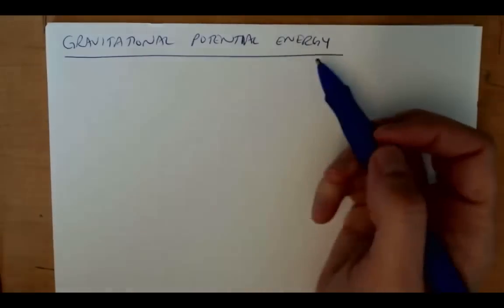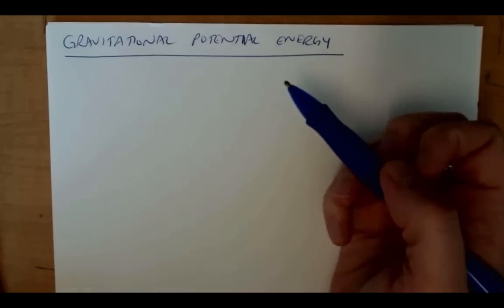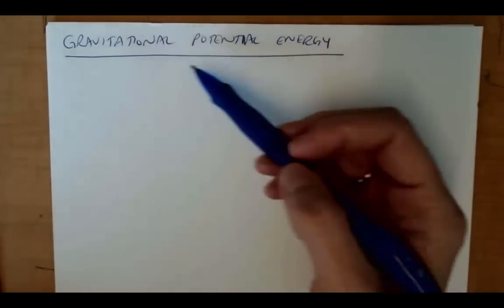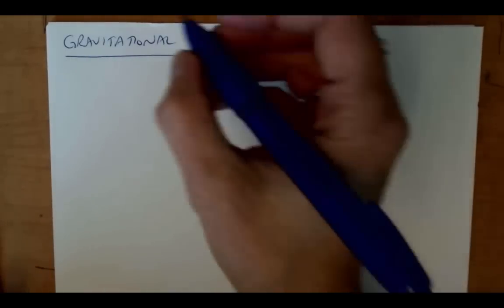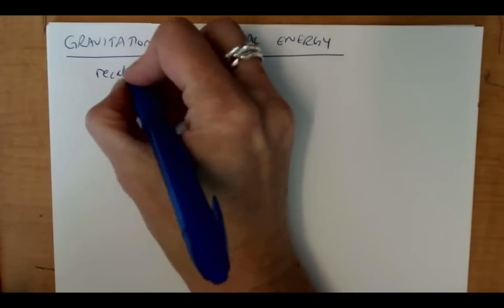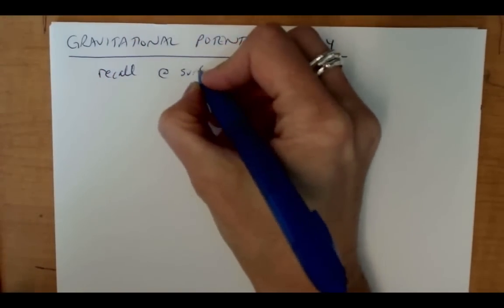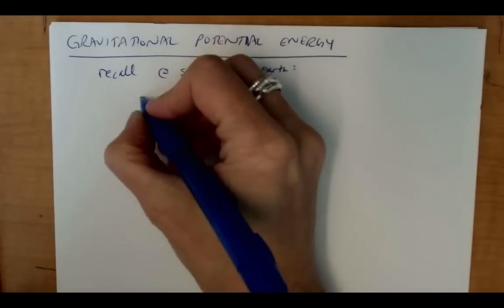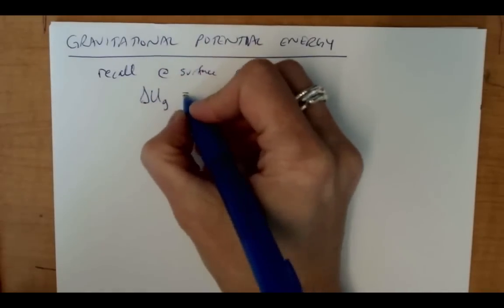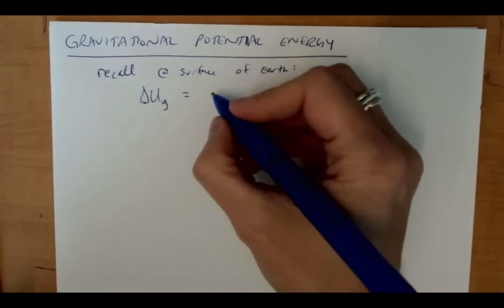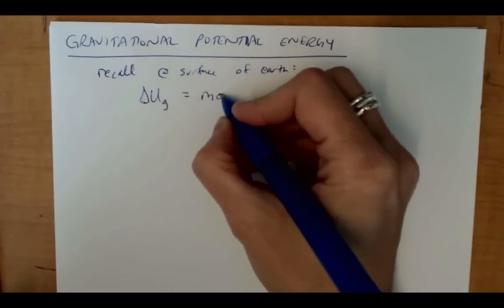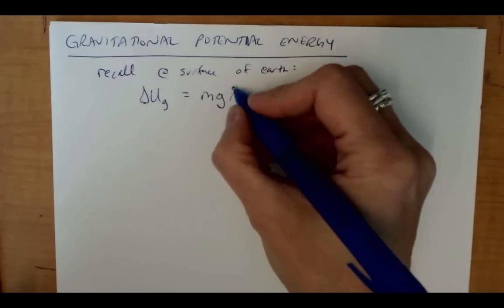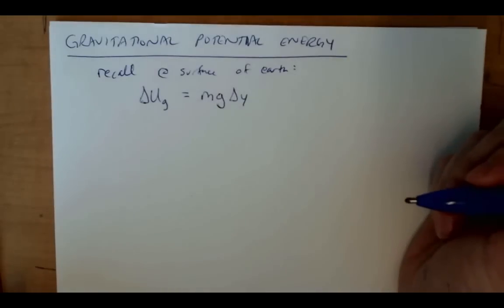Alright, just like we had to revisit the idea of the gravitational force for universal gravitation, we want to now revisit the idea of gravitational potential energy. So recall that at the surface of the Earth, the gravitational potential energy, or the change in the gravitational potential energy, because that's again the relevant quantity, is equal to mg times the change in height.